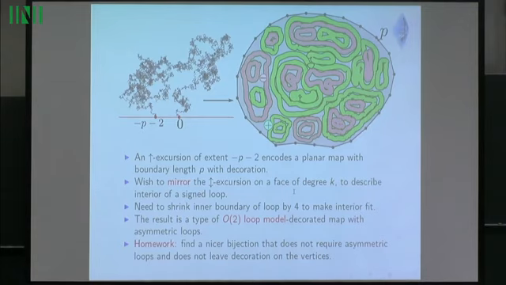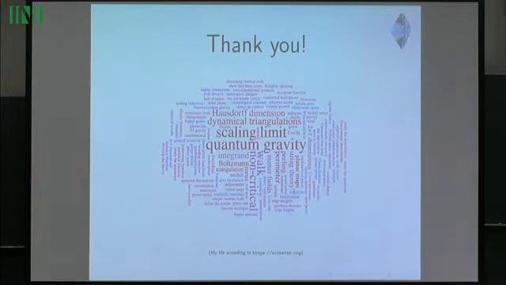which explains why I have an O(2) model. Now, it would be quite nice to find a version of this bijection which does not require the asymmetry of these loops, and that does not leave any extra decoration on the vertices in the map that I still have. So that's homework, and here's another homework. Try to extend this encoding to n smaller than 2. Okay, thank you. I think I've run out of time.